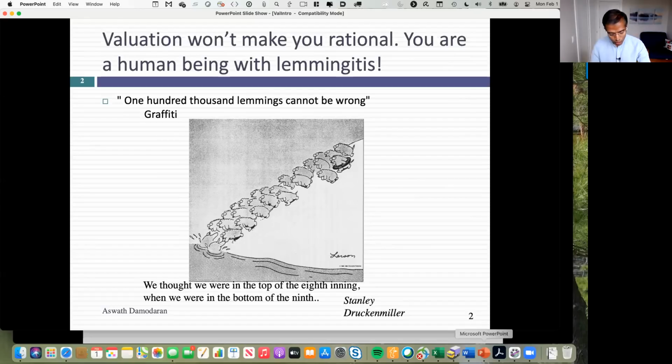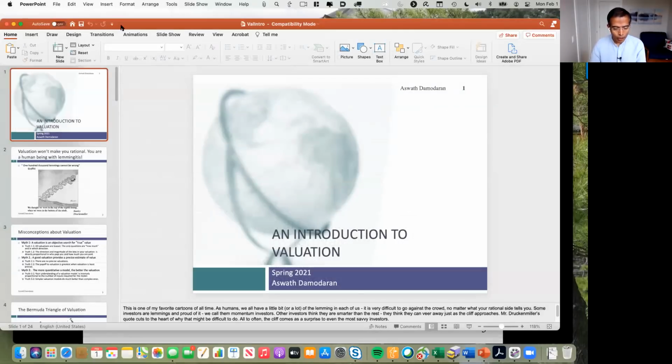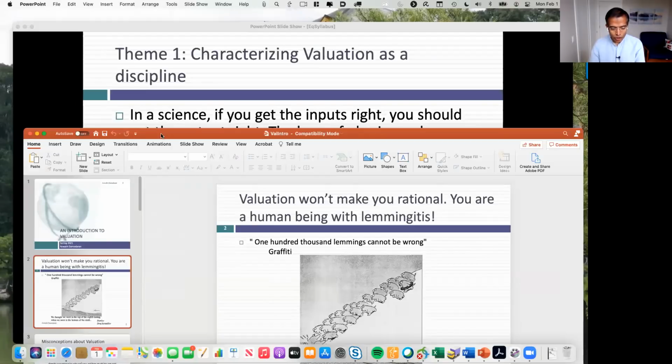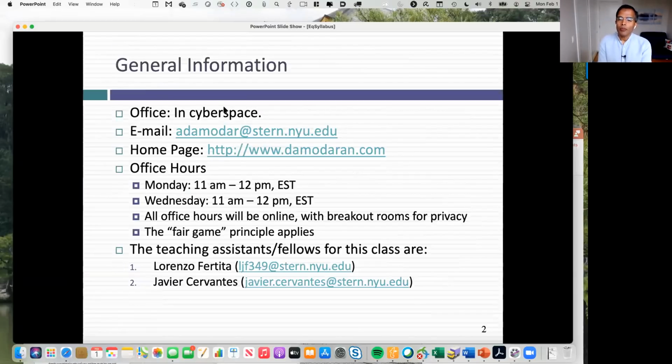So here's what I'm going to do. I'm going to close this page and go back to the syllabus, because now that I've given you my reasons for doing valuation, let's lay out the logistical details of this class and talk a little bit about how the class is going to be structured. So this is part of your syllabus. I emailed it to you. First, obviously, this class is going to be entirely online.